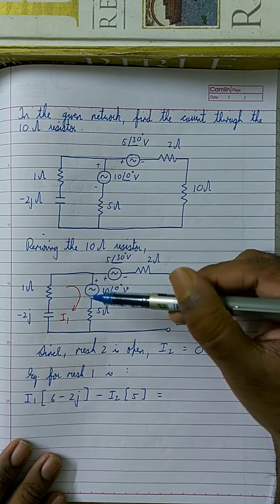Or in other words, I can find the value of I1 directly. Very easy. Now I can find the value of I1, that is minus 10 divided by 6 minus 2j. That is the equation for this one. And what is minus 10 divided by 6 minus 2j? Let me see.